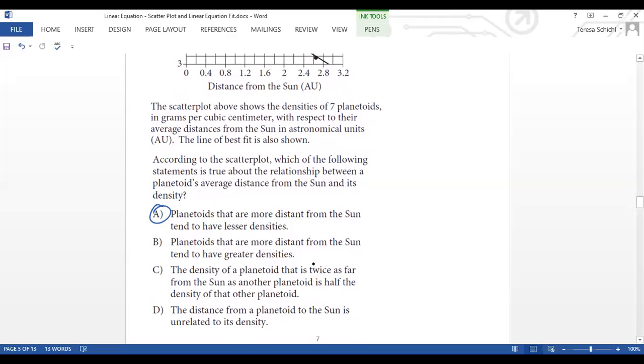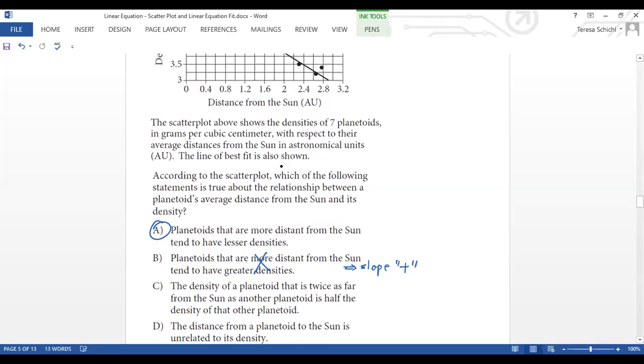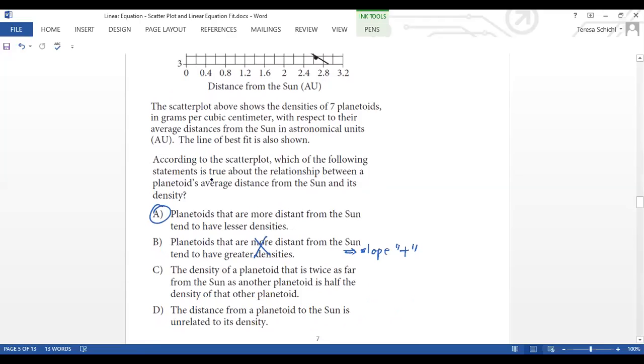That's good. Now let's see part B, why it's not true. Planets that are more distant from the sun have a greater density. No, that's wrong, because for that you would need a positive slope. Then this would be true, but our slope is negative. Then part C: the density of a planet that is twice as far from the sun as another planet is half the density of that planet. That's not true, right?